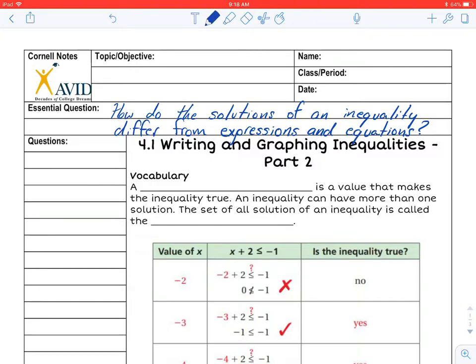So with that introduction, let's learn some new vocabulary. First thing here is a solution of an inequality. A solution of an inequality is a value that makes the inequality true. An inequality can have more than one solution, as we just talked about. The set of all solutions of an inequality is called the solution set. Go figure. So these inequalities are going to be able to have more than one answer for their x or y or z variable.